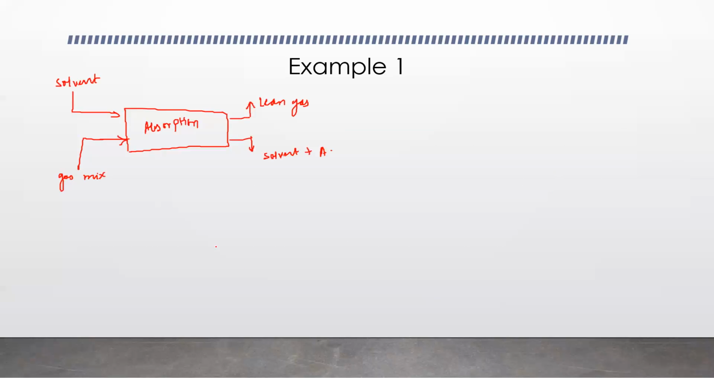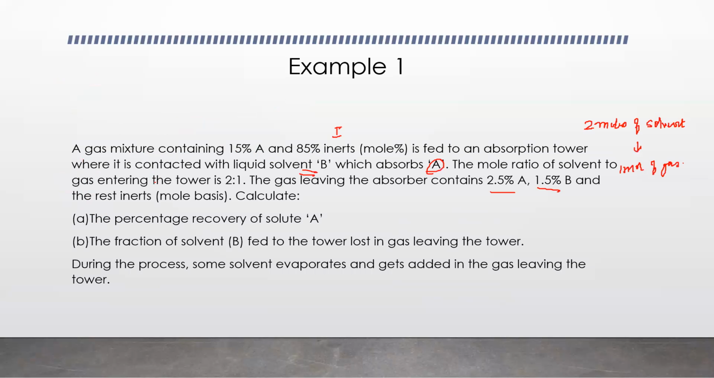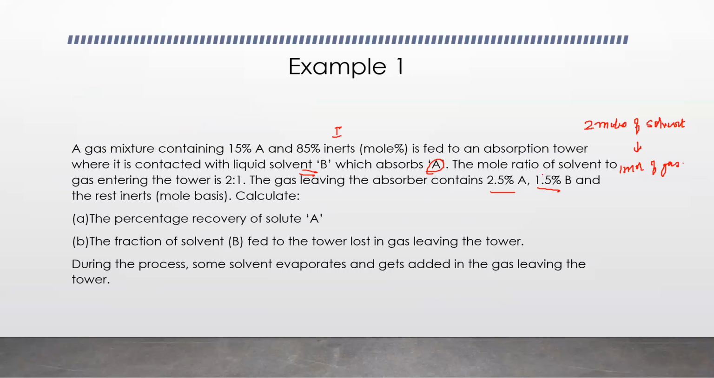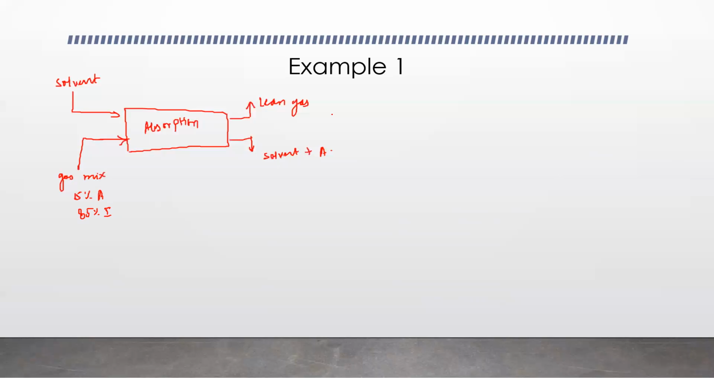Now they have given us information about the gaseous mixture. They have said that it contains 15% A and 85% inerts, while B is the only solvent that is present. Then they have said that the gas leaving the absorber contains 2.5% A, 1.5% B, and the rest inerts. So what is the amount of inerts that would be here? 100 minus 2.5 minus 1.5, that is 96% inerts. So this is basically our block diagram.